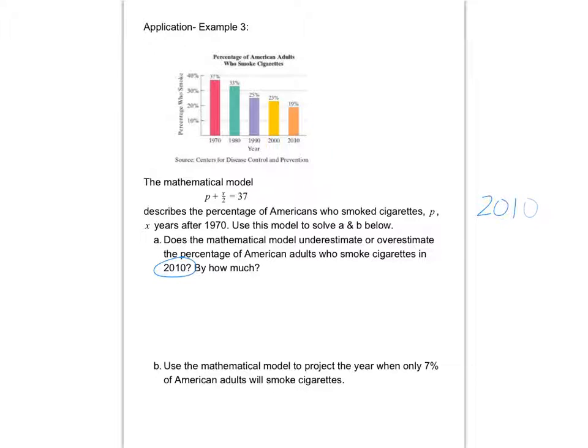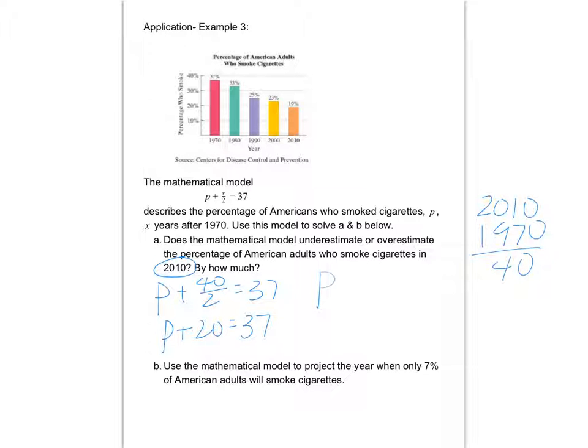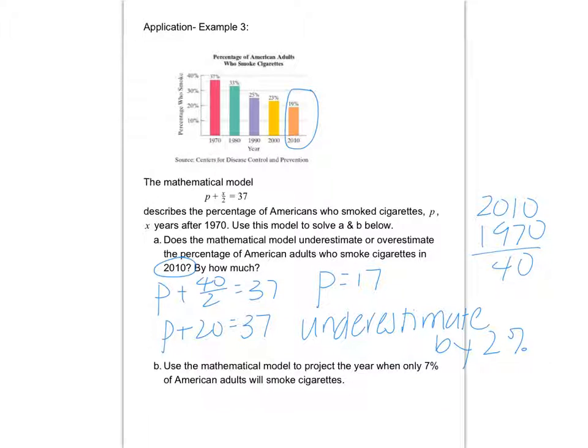So 2010 from 1970 is 40 years. And so we're going to take the percentage, and that should be equal to, the percentage plus 40 over 2 equals 37. So 40 over 2 is, of course, 20. And 37 minus 20 is 17. And so in the year 2010, the graph says it should be 19. So this is an underestimate by 2%.